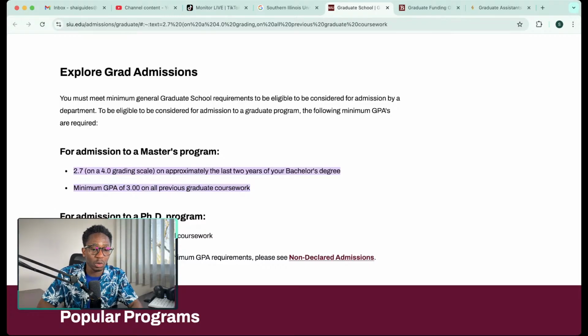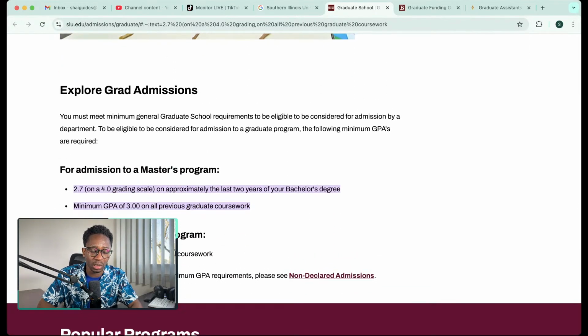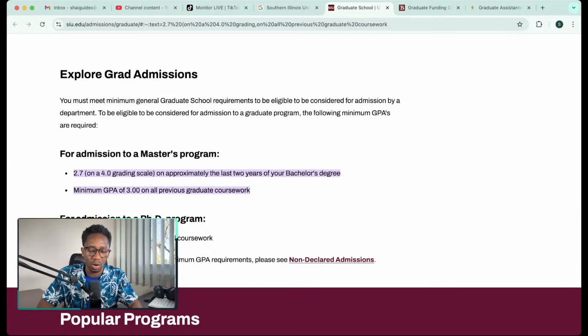So here we have Southern Illinois University, Carbondale. There are two of them: there is Edwardsville, and then there is Carbondale. This is Carbondale. I know people who have gone here. Last year there was a lady who reached out, and she went to Carbondale. So they are saying that 2.7 can get you into Carbondale, right? So that's another school you can consider if you have a low GPA.